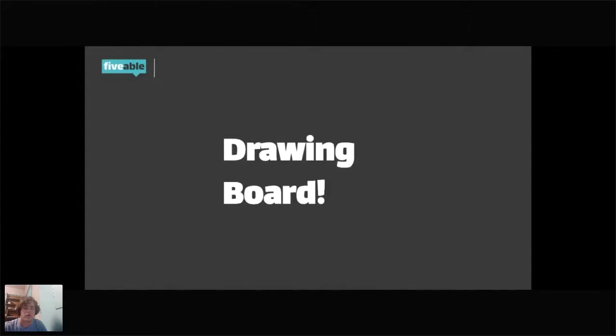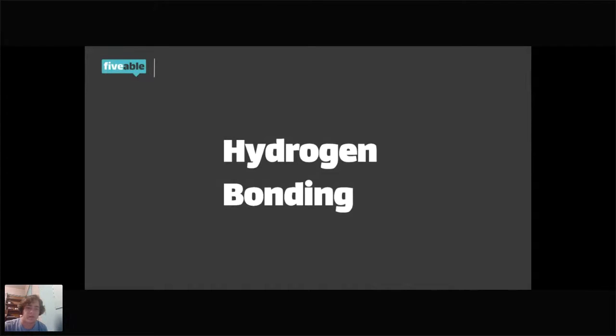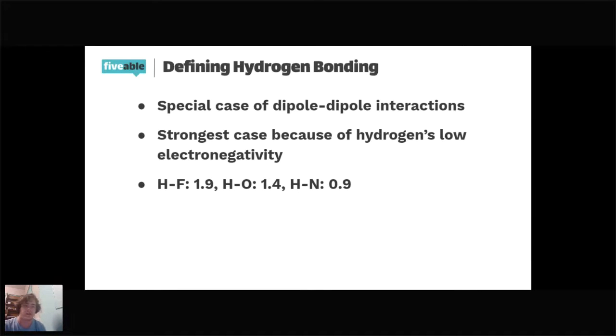So, hydrogen bonding. Hydrogen bonding is just the special case of dipole-dipole interactions where there's a hydrogen involved with another atom. And this is the strongest case because hydrogen has a low electronegativity. For example, the HF bond has an electronegativity difference of 1.9. The HO bond has an electronegativity difference of 1.4, and the HN bond has an electronegativity difference of 0.9.